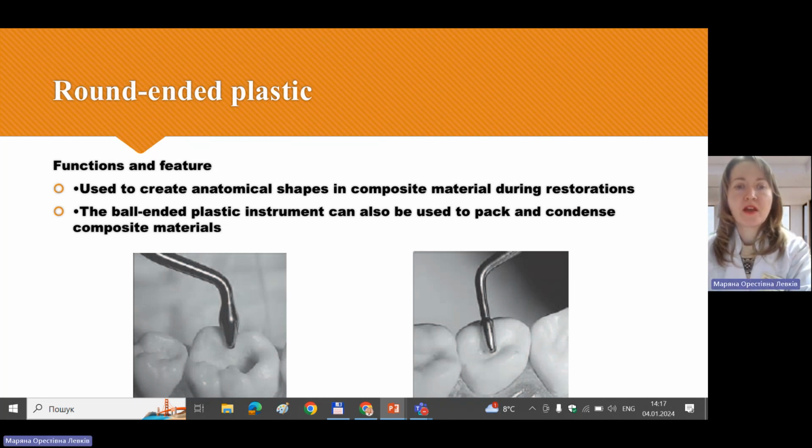Functions and features of the round-ended plastic. It is used to create anatomical shapes in composite material during restorations. The ball-ended plastic instrument can also be used to pack and condense composite materials, as is seen in these pictures.